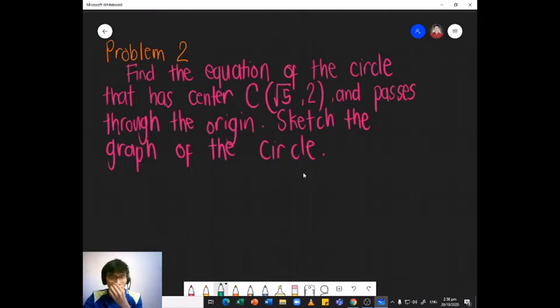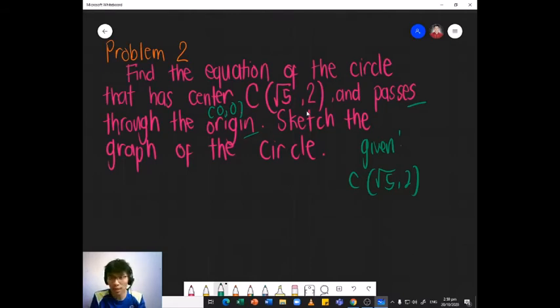Okay, so as you can observe here, I already have the center. My center here is at the point square root of 5 and 2. So I already have the given here. The given in this problem is the center, and it says that my circle passes through the origin. In a Cartesian plane, what is again the origin? That is the center or the intersection of the x-axis and y-axis, or that is the coordinate 0, 0.